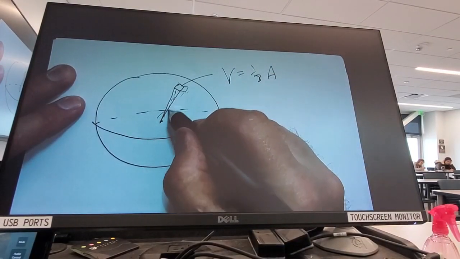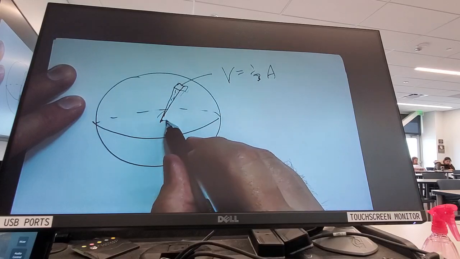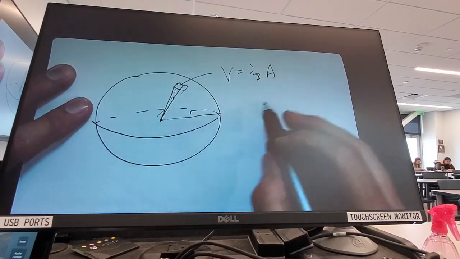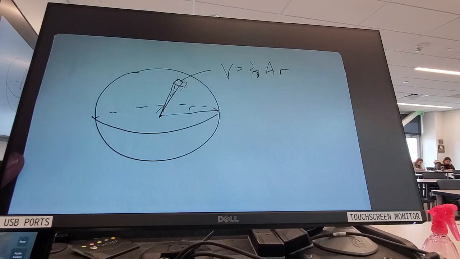Now, how tall is this? The radius. So that one pyramid is 1/3 the area of that pyramid's base times the height, which is the radius. Is everybody with me? You all agree the base wouldn't really be a square because it's on the surface of a sphere, so it's going to be curved, yes?